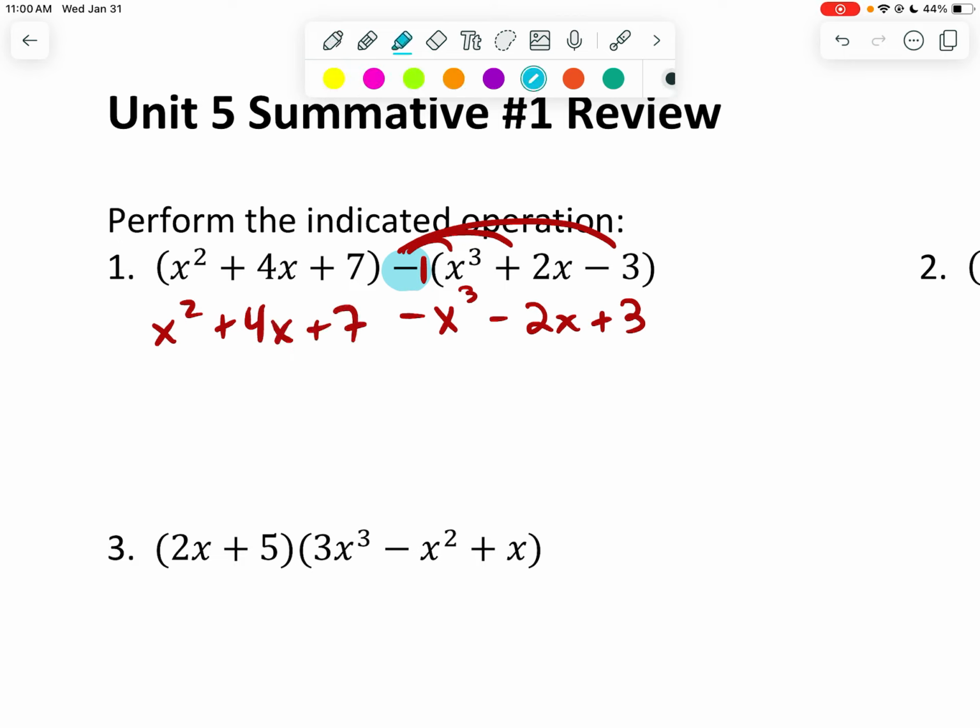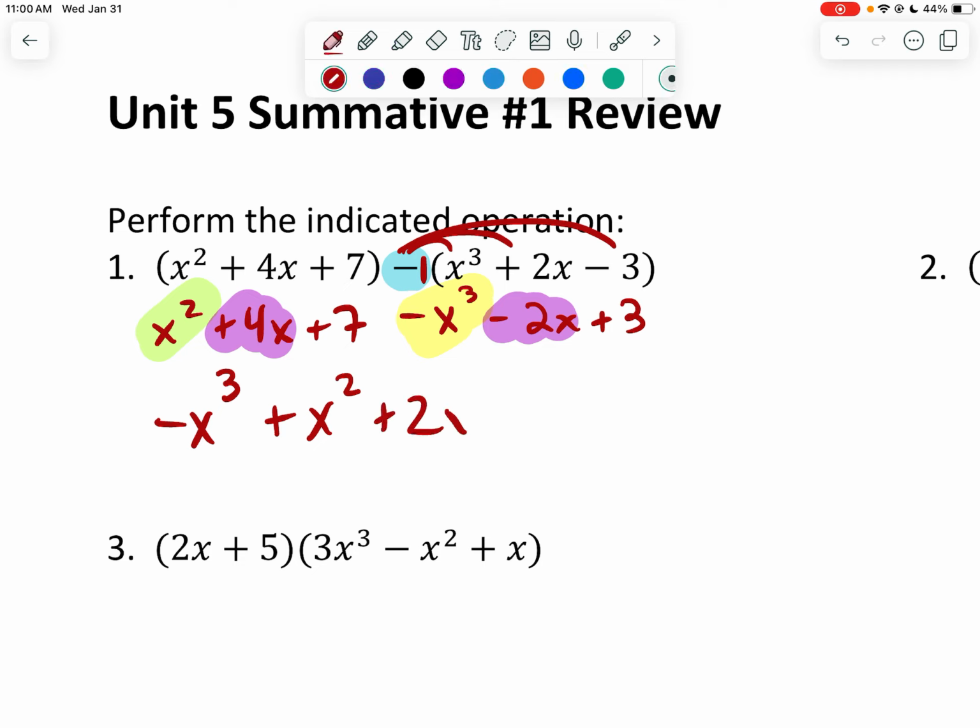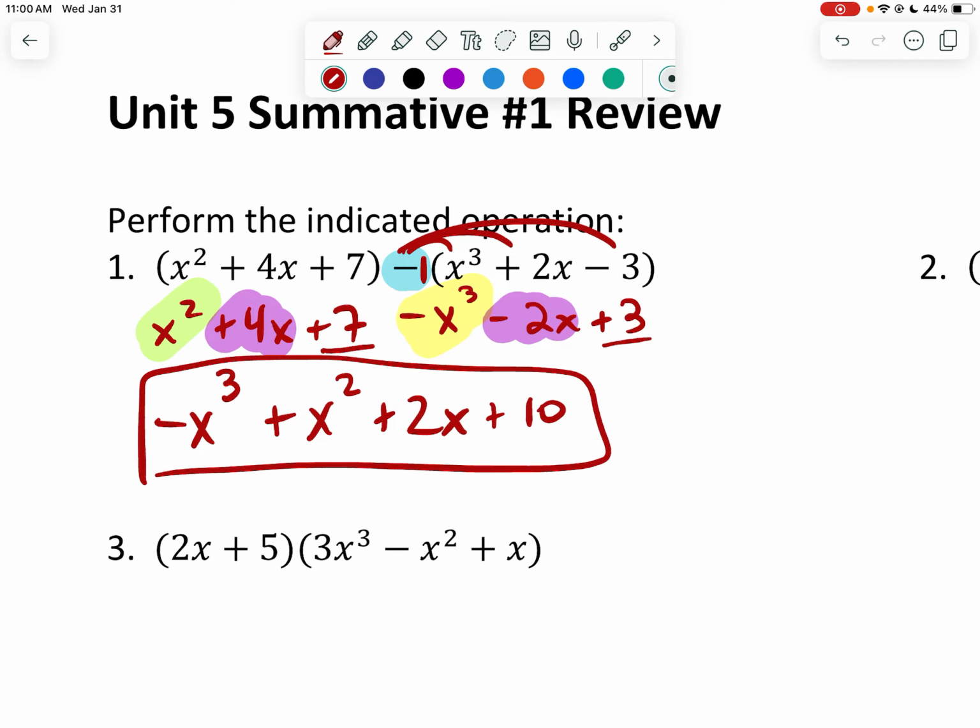And then it's combining like terms. Just remember, like terms are things with the same exponent. And the biggest exponent always goes first. Keep the sign in front. So this is negative x to the third. And then you want to gather your x squared. There's only one thing that has an x squared. Then there's the x's. So plus 4x minus 2x, that's plus 2x. And then 7 and 3, that would be plus 10. Okay, so just combine like terms.